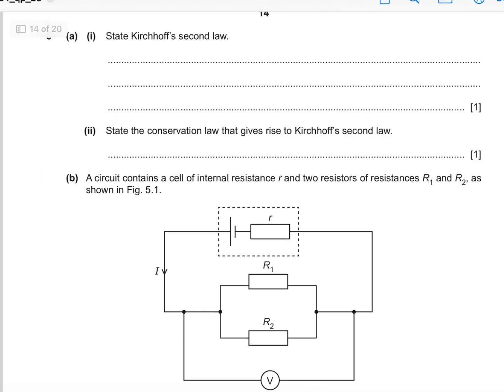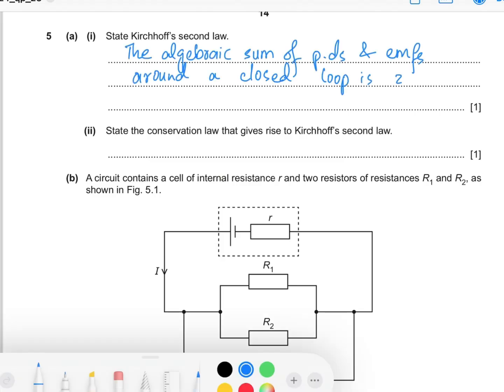Question 5a, state Kirchhoff's second law. According to Kirchhoff's second law, the algebraic sum of potential differences and EMFs across a closed loop is 0. Part 2 asks you to state the conservation law that gives rise to Kirchhoff's second law, and this results from the law of conservation of energy.